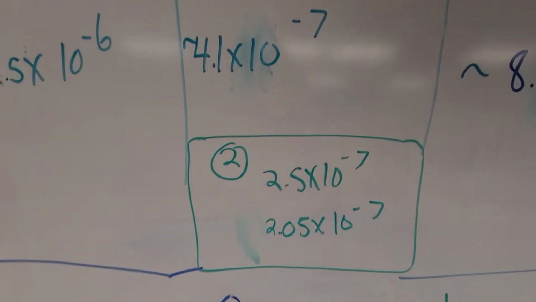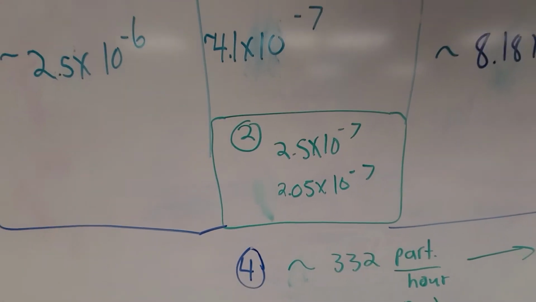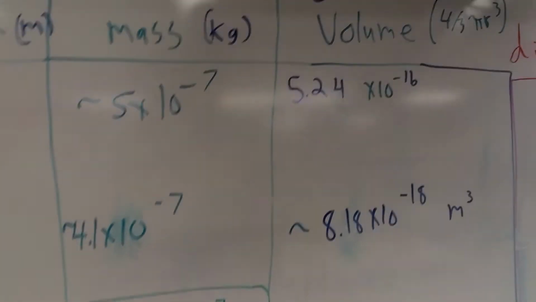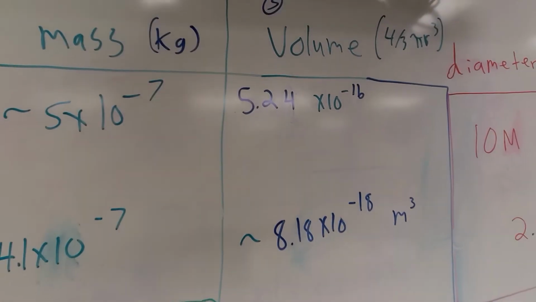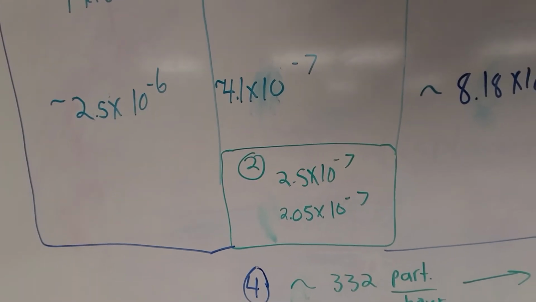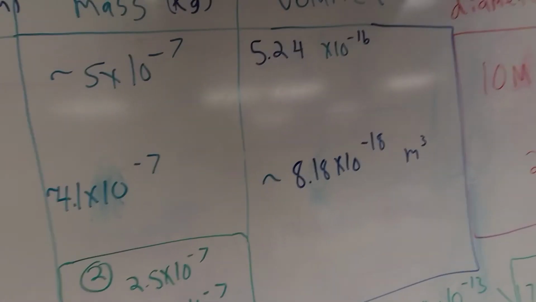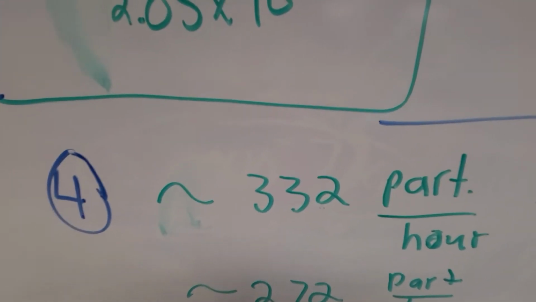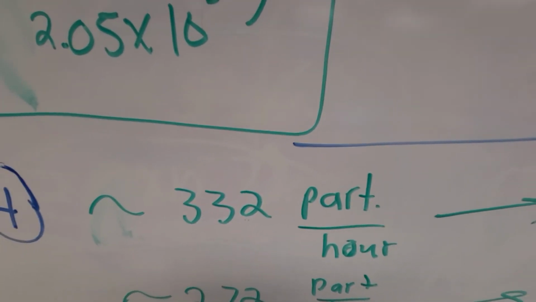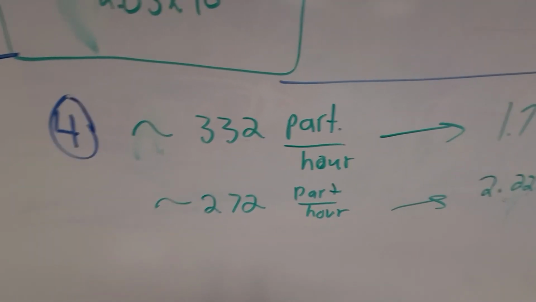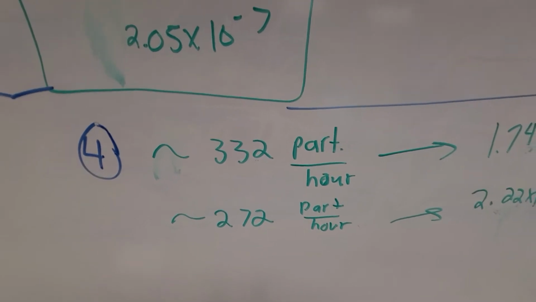Just like with gases, scientists kind of just say they're all about this size. And even though they have dramatically different volumes, we all estimate them to be very, very lightweight. And that might throw our answer off a little bit, but not enough that's even noticeable, you'll find. Okay, so by doing that division, you get 332 particles per hour of the 10 micron and 272 particles per hour of the 2.5 micron.